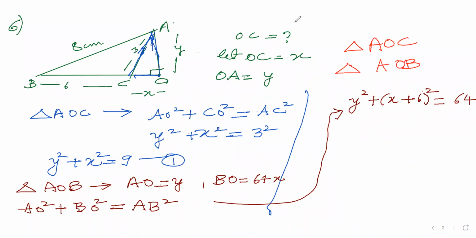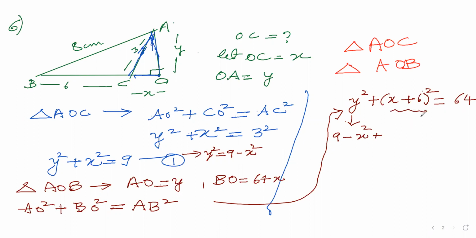Now you go back to your equation 1. In equation 1, what do you see? Y square plus X square is 9. Or I can say Y square is 9 minus X square. See, finally, I don't need Y or Y square, isn't it? I want X because CO represents X, and that's exactly what's been asked in the question. So I can replace Y square as 9 minus X square. So I'll write it as 9 minus X square plus X plus 6 the whole square.